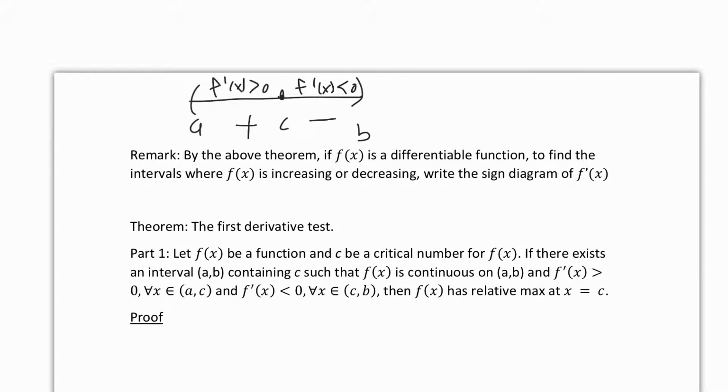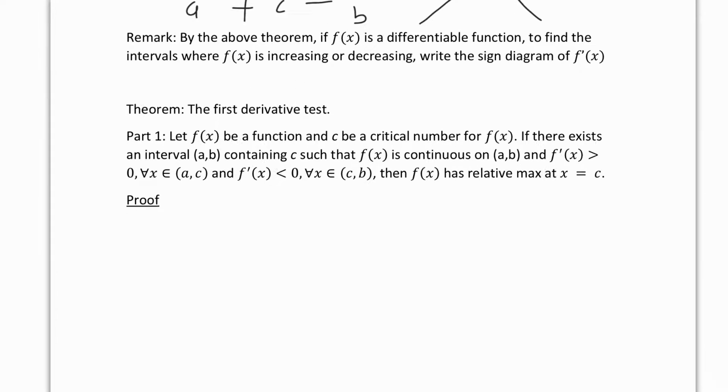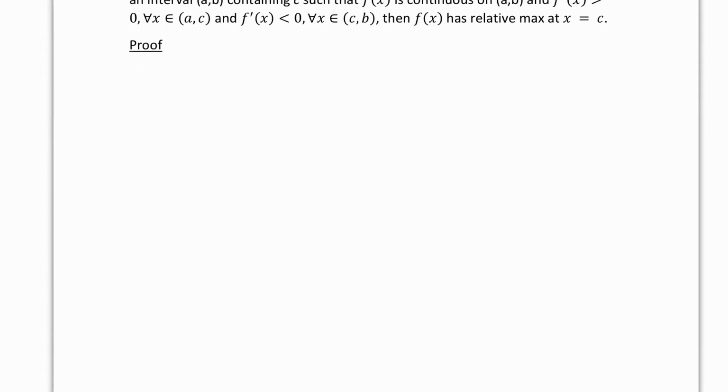So imagine you have a graph that's increasing and then decreasing. Well, what's happening at the very top there? Of course, you have a relative maximum. And so that's the picture and that's the diagram. It almost feels like it's proved already, but we need to write it down in words so we have an actual proof. So here's the proof.